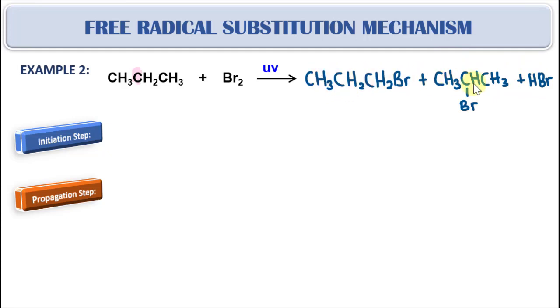So based on these two products, the one that is formed from the more stable carbon radical will become the major product.